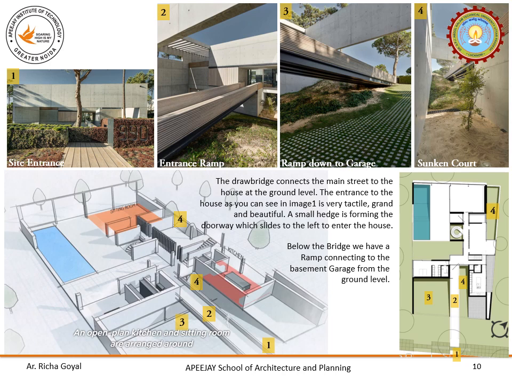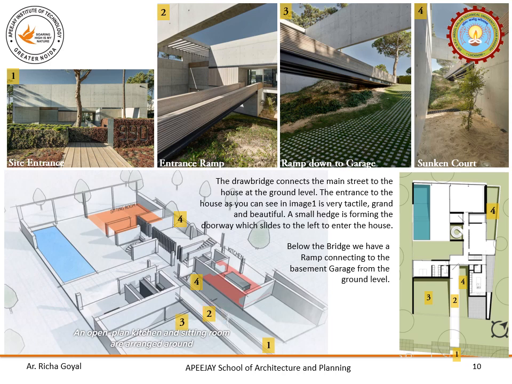Now let's understand the ground floor plan with their respective images. Image 1 explains the elevation of the house, and it connects me to the drawbridge, and the drawbridge connects me to the house entry at the ground floor level. The small hedge forming the doorway slides left and we can enter into the house. Below the bridge we have a ramp connecting to the basement.